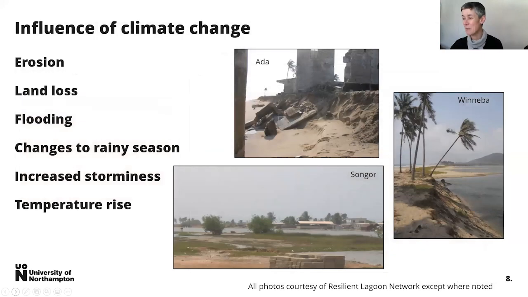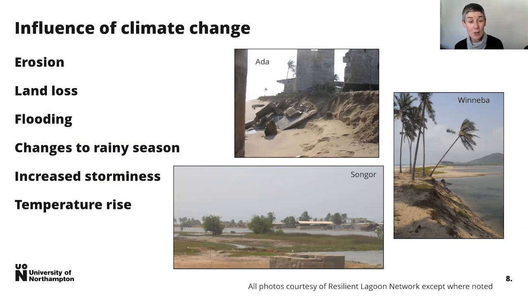Before I finish, I want to give a note on the influence of climate change. A 2019 World Bank report looking at West African coastal countries noted that they're some of the most climate vulnerable in the world. Climate change exacerbates and complicates the issues that I've spoken about here. There's erosion and land loss, and you can see two pictures of erosion here in very different types of coastal environments, one more rural and one more urban.